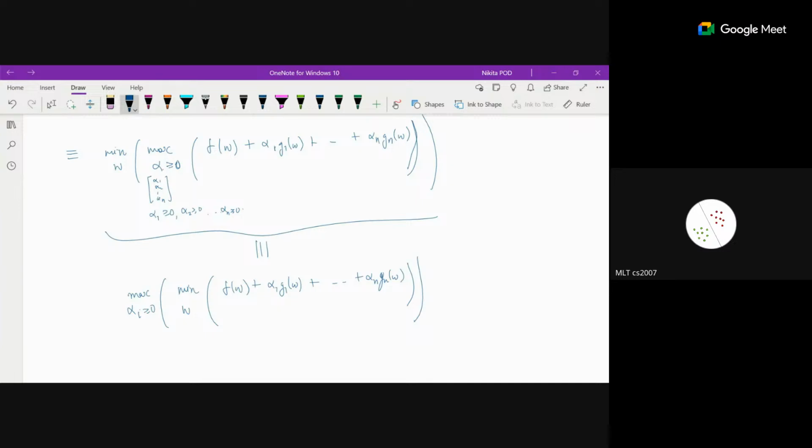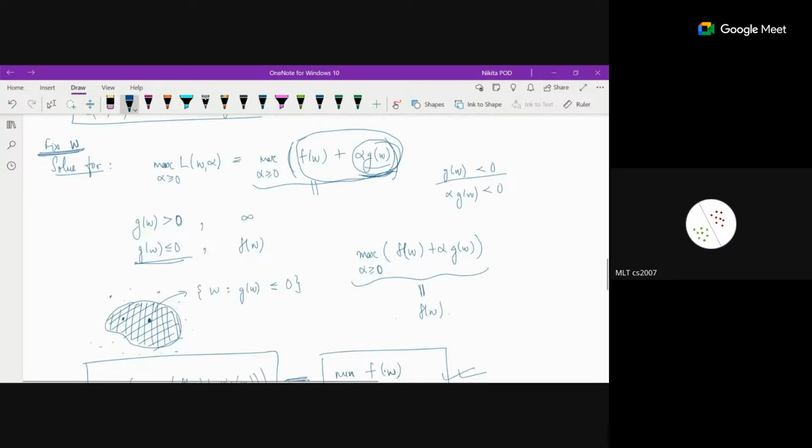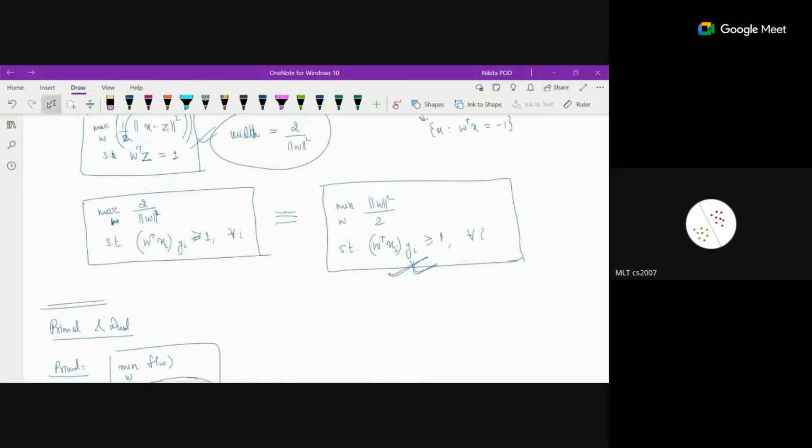Okay, so this is my problem now. If we go back to my original problem of the perceptron, where we were trying to find a W star with the highest margin, with the largest margin. This is the problem that we wanted to solve, right?